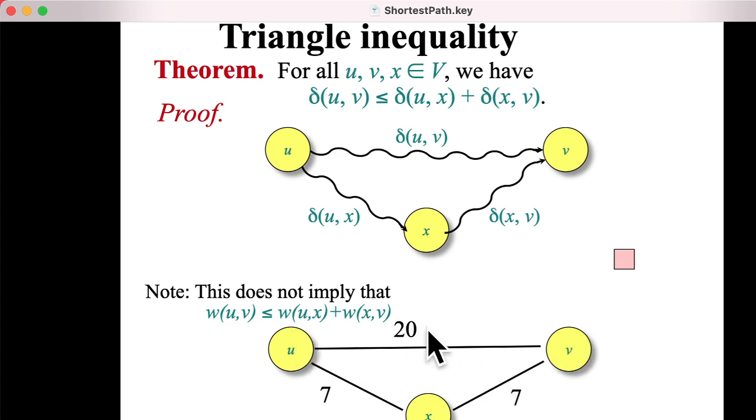14 is smaller than 20. Make sense? You see the difference between the two examples? Here this path might possibly visit X, but also has the chance not to visit X. Okay. The difference between these two examples clear?